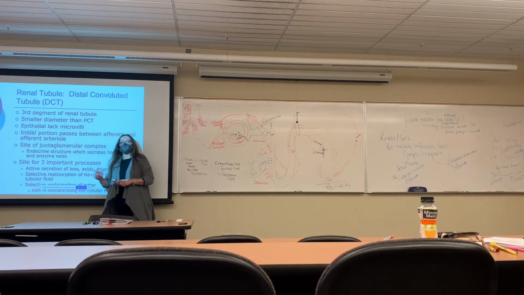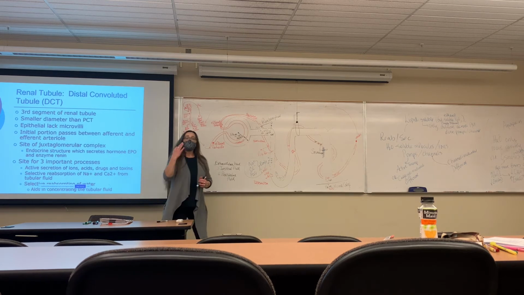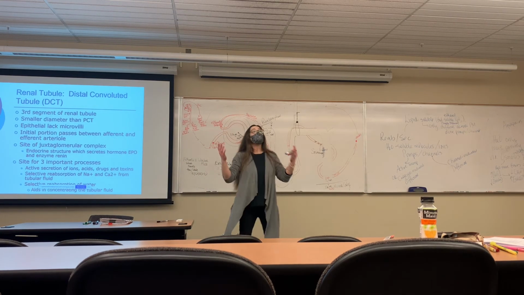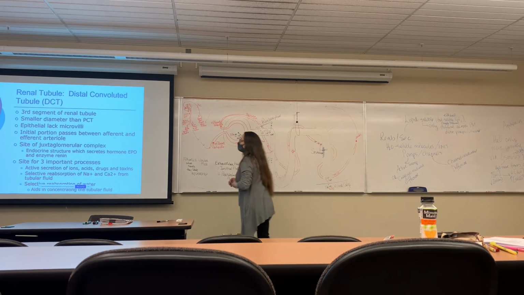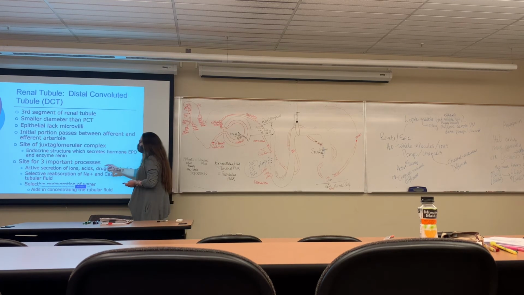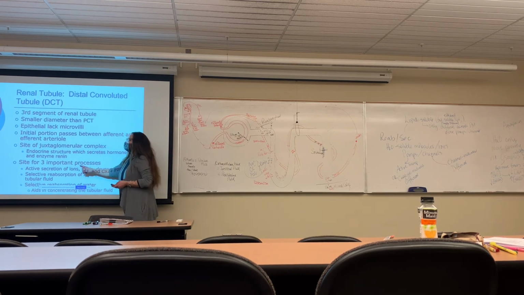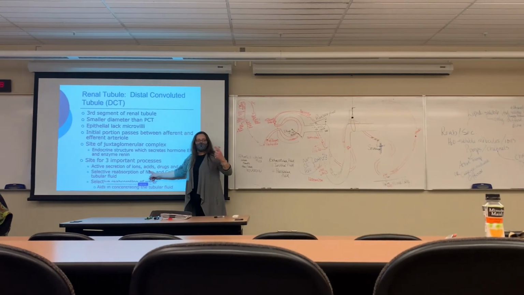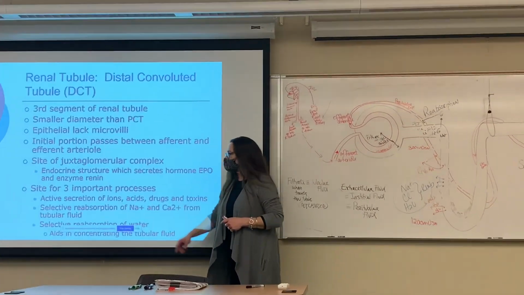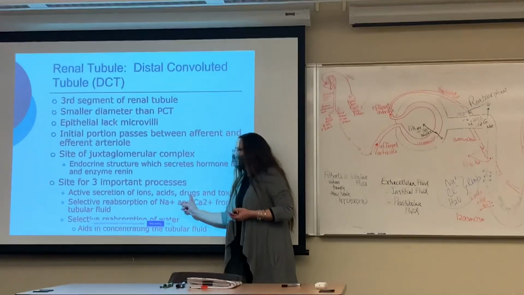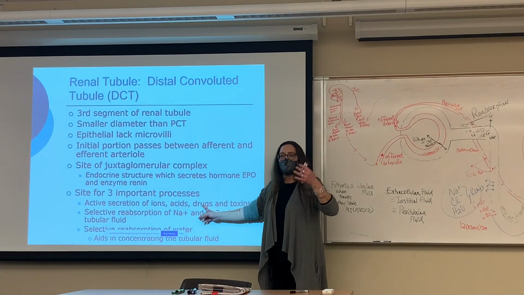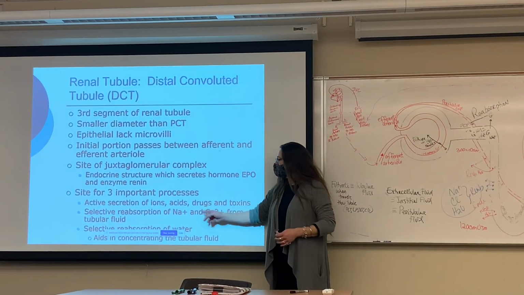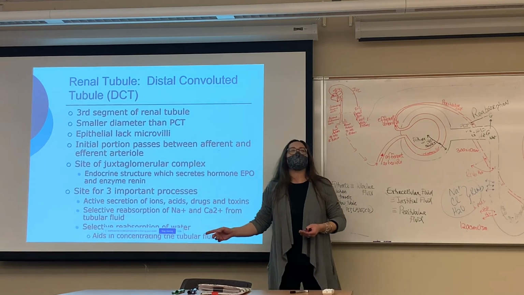Okay, now what happens at the DCT? 3 important things, not the 3 only things, but 3 important things. 1, we will do active secretion of certain ions. We'll talk about which ones later. Acids, this is your hydrogen ions, affecting your pH. Certain drugs, so like if you're taking penicillin or some antibiotic, and various toxins, okay?